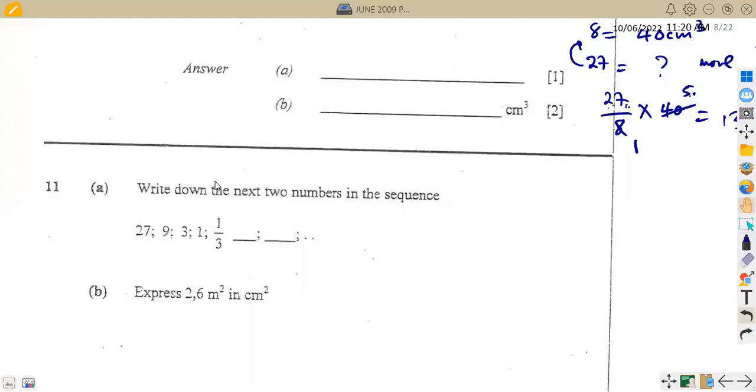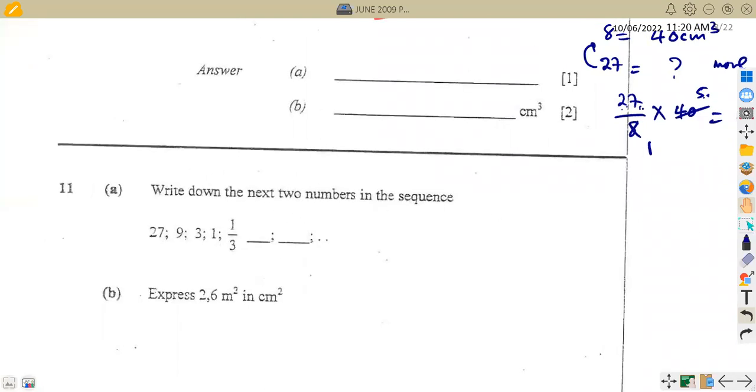Okay, number 11, you're now given: write down the next two numbers. So we're talking about 2 numbers which are in the sequence. Whenever you're given a sequence, you study the sequence and see what is actually happening. Here we are given 27, 9, 3, 1. What was actually happening? You're just dividing by 3. 27 divided by 3, that's 9. 9 divided by 3, that's 3. 3 divided by 3, that's 1. 1 divided by 3, that is 1 over 3.